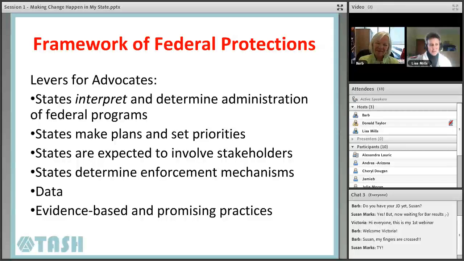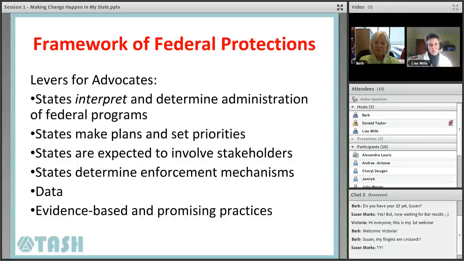So what we have is clear federal expectations that are very consistent with Tash's values. But what ends up happening in the United States is that states have a fair amount of leeway on how they interpret and implement the federal requirements. And this is why advocacy at the state level is so important, because we see great variations in what states are doing, what they think their obligations are, where they put their money. And you would think you wouldn't have that kind of variation under a solid, consistent federal umbrella, but we do.